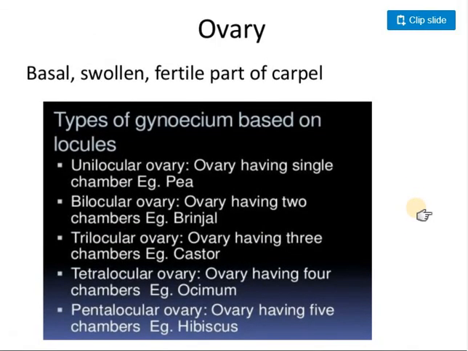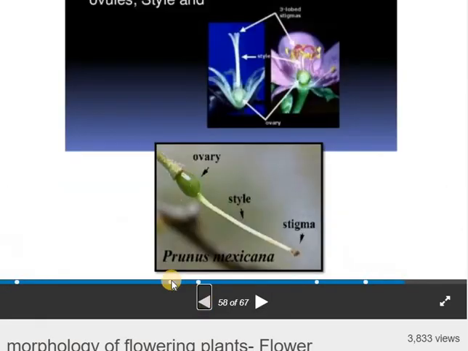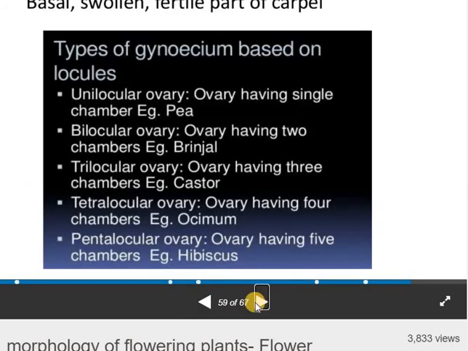When you take the cross section of this ovary, see, for example, I can tell you one thing. This is the ovary. And if you take the cross section of this ovary, the ovary can have cavities. If the ovary has only one cavity, it is called unilocular ovary. If it has 2 cavities, it is called a bilocular ovary. If it has 3 cavities, it is called a trilocular ovary. If the ovary has 4 chambers, it is called a tetralocular ovary. And if it contains 5 locules, it is called a pentalocular ovary.